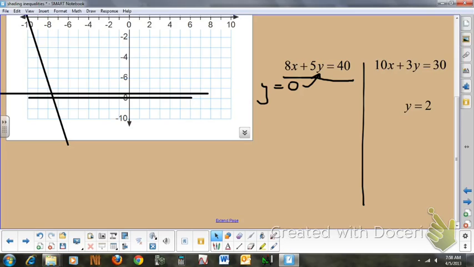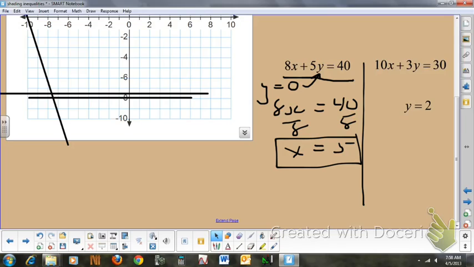So we're just going to stick y is 0 into this equation. And when we do that, and we go 5 times 0, we get 0. So we get 8x left over. 5 times 0 is 0, equals 40. And then we just divide everything by 8, and we get x is 5. Now that's a point, x is 5, on the graph that we will go up and put on the graph.